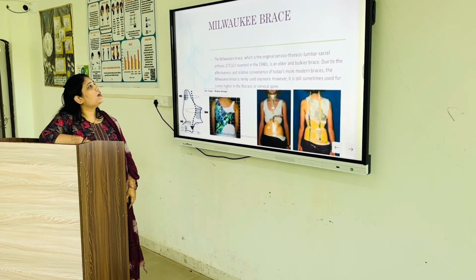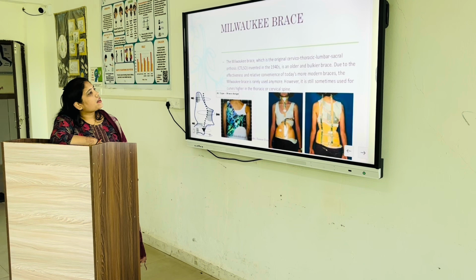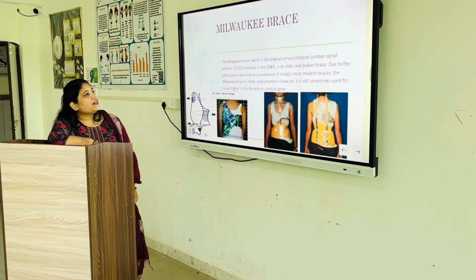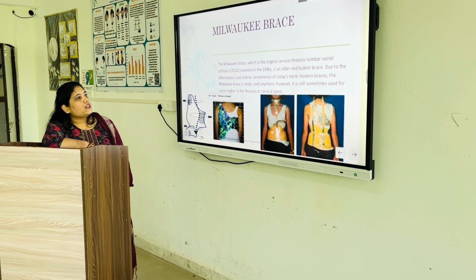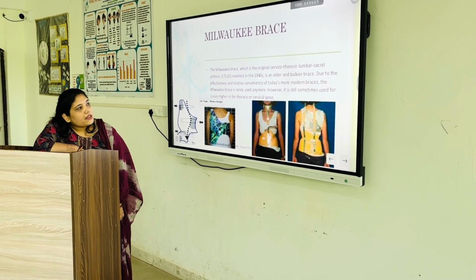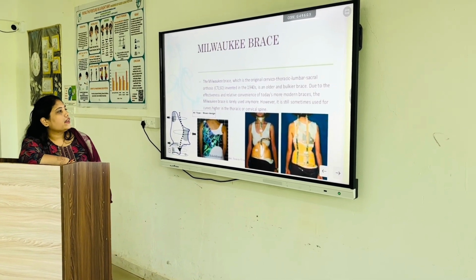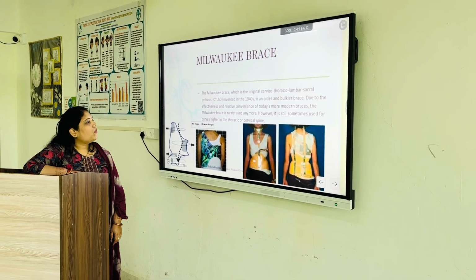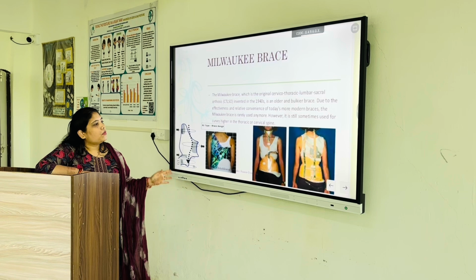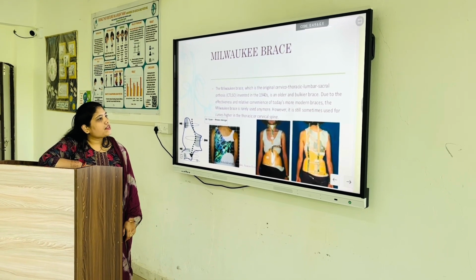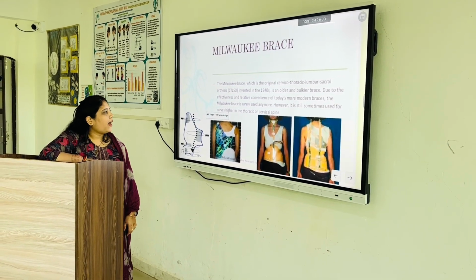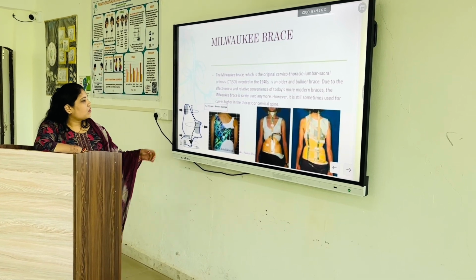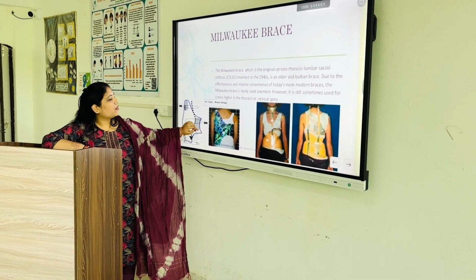Now the next one is the Milwaukee brace. The Milwaukee brace, which is the original cervical thoracic lumbar sacral orthosis invented in the 1940s, is an older and bulkier brace. Due to the effectiveness and relative convenience of today's more modern braces, the Milwaukee brace is rarely used anymore. However, it is still sometimes used for curves higher in the thoracic and cervical spine. This is the structure of the Milwaukee brace.